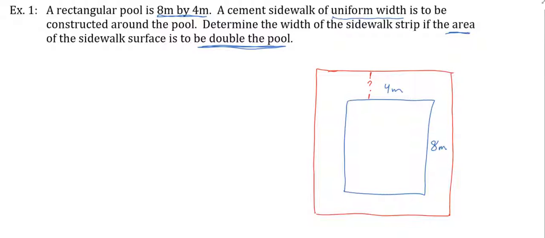And in almost all cases, the thing you're being asked to find is the thing that you let X represent. And in this case, that is what we want to do. We want to let X represent the width of the sidewalk. And if you didn't start with that, if you said X and Y were the dimensions of the outside, you're not going to be able to solve this problem. So you have to get the right thing for X.